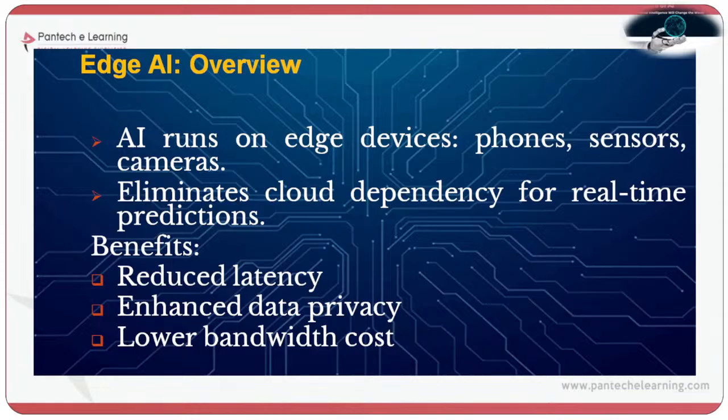So what is the use of this particular AI exactly? Why are we using it in real-time applications? We said we don't want to go through cloud dependency. Why? You can see we have three options here. You get reduced latency, because whenever you use edge AI, you get low latency. And coming to the next one, enhanced data privacy.